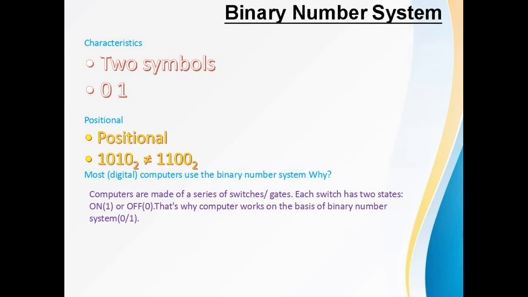In binary number system, we are using only two symbols, that is 0 and 1. 1010 base 2 is not equal to 1100 base 2. As we know, computers are made up of series of switches or gates. Each switch has two states, 0 and 1. That is why in binary number system we are using only 0 and 1.